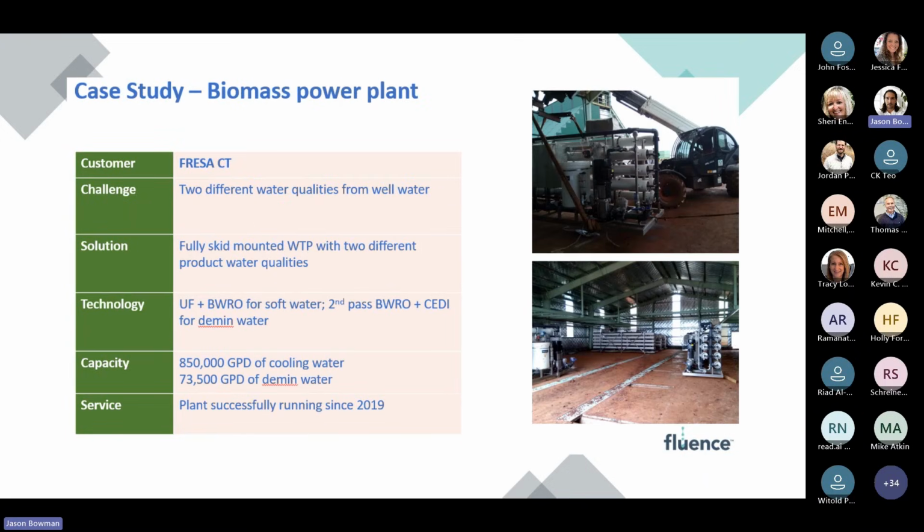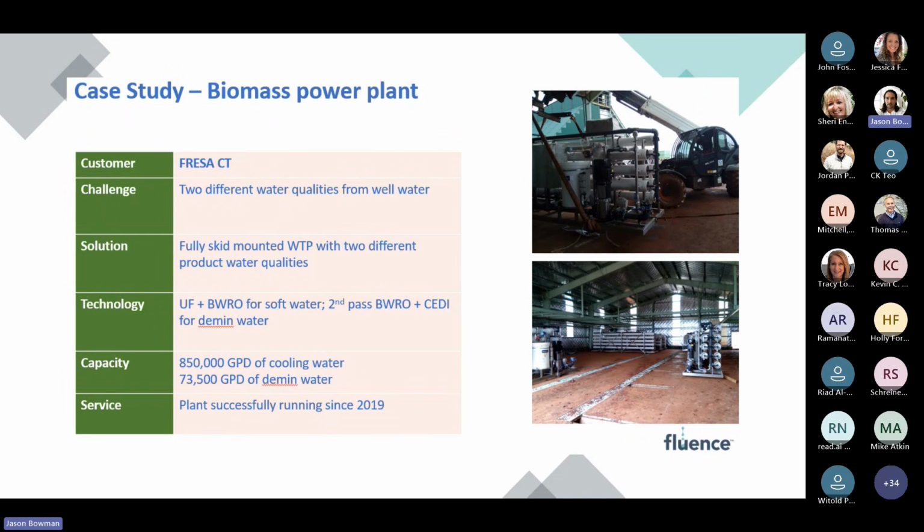The second case study that I have here is on a system that was installed at a biomass power plant. These types of plants don't typically utilize an overwhelming amount of treated water, but as you can see, they still need a decent amount of production for their operations. So the challenge at this particular site was that they were utilizing two different wells with differing water qualities as the source for their plant processes. And additionally, the two plant processes required differing finished water qualities.